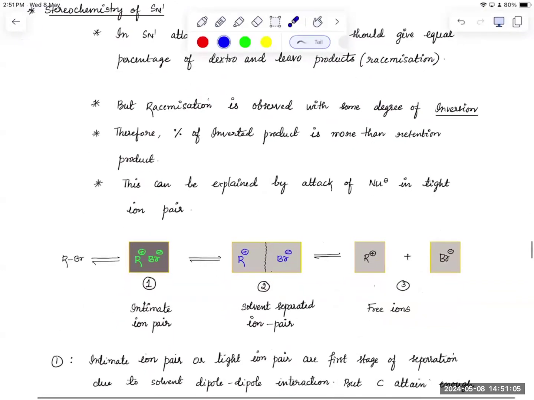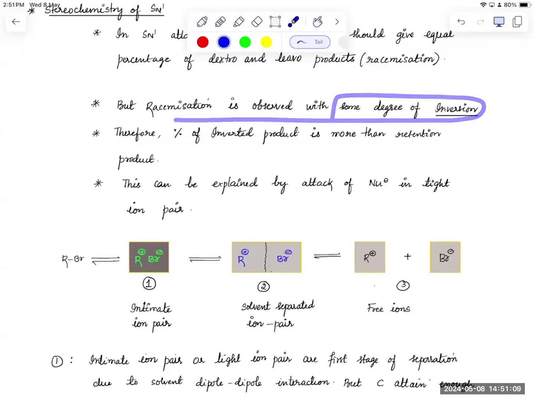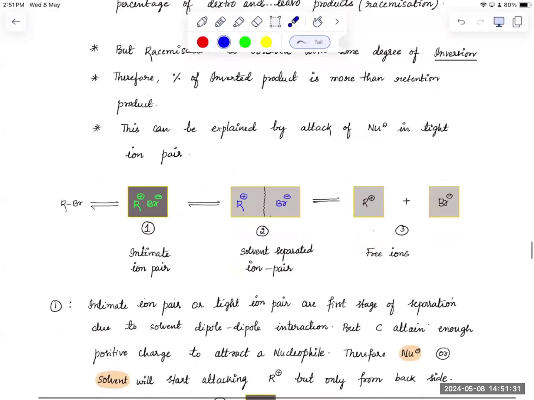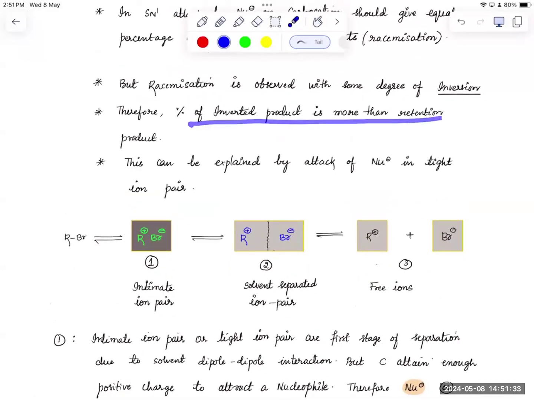But usually what happens is that the racemization is observed to have some degree of inversion. That means whatever racemization we are seeing is not 100% racemized. Some part of extra inversion is present. So I can say out of 100 percent, 95% may undergo racemization, but 5% remains as more inversion. Therefore, the percentage of inverted product is more than the retention product.